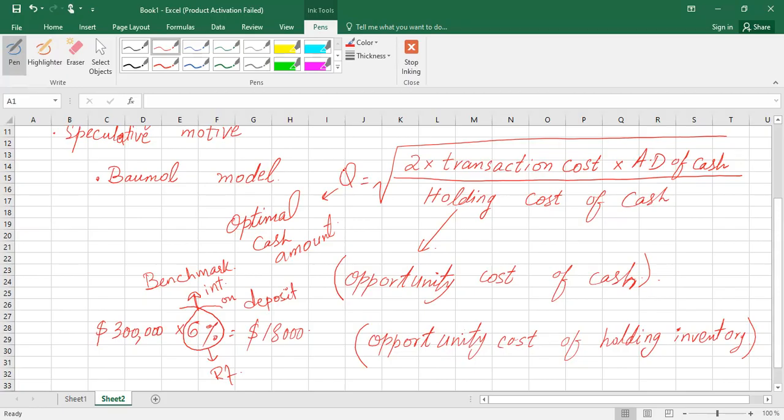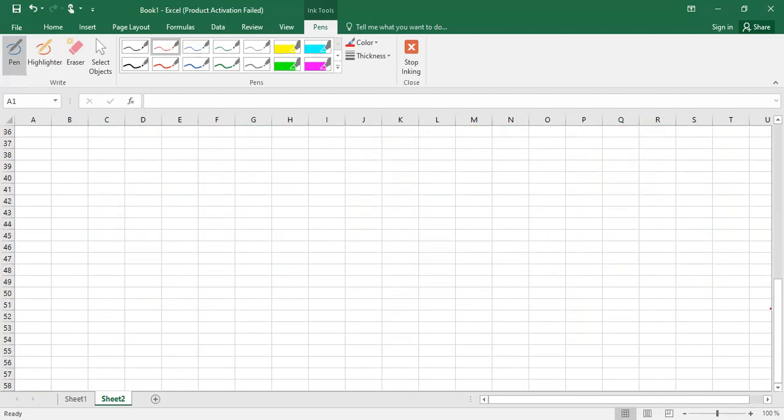The Miller-Orr model says what? The Miller-Orr model is again relevant to cash management, but it says that whenever a company is going to deal with cash management, the company should set three levels of cash management. Again, I would say that it is just like inventory.